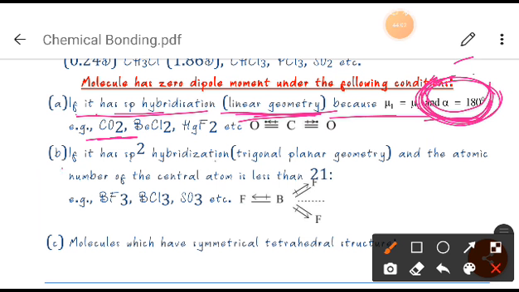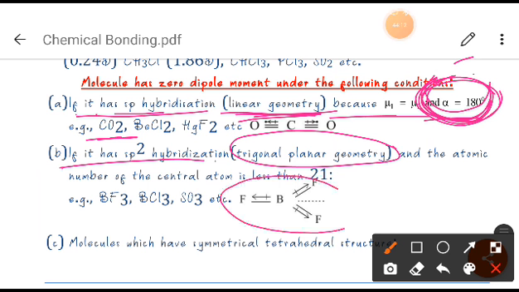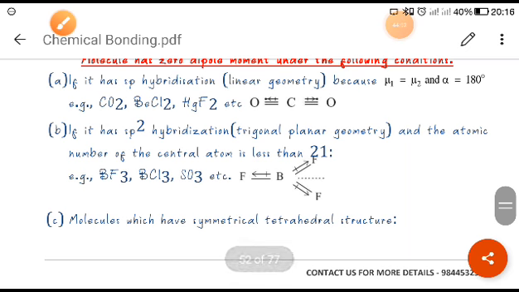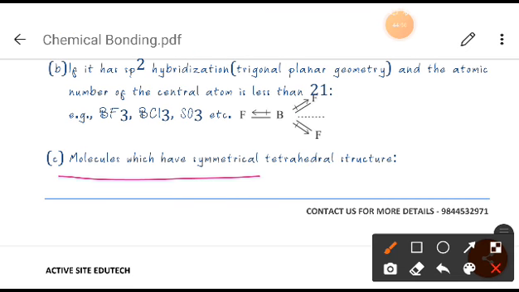Now next, if there is sp2 hybridization and a triangular planar geometry, as you can see in this case, and the atomic number of the central atom is less than 21, then since the geometry is triangular planar and it is sp2 hybridized, you will see that the central atom is B here, right? Since the central atom has an atomic number less than 21, this molecule will have a zero dipole moment.